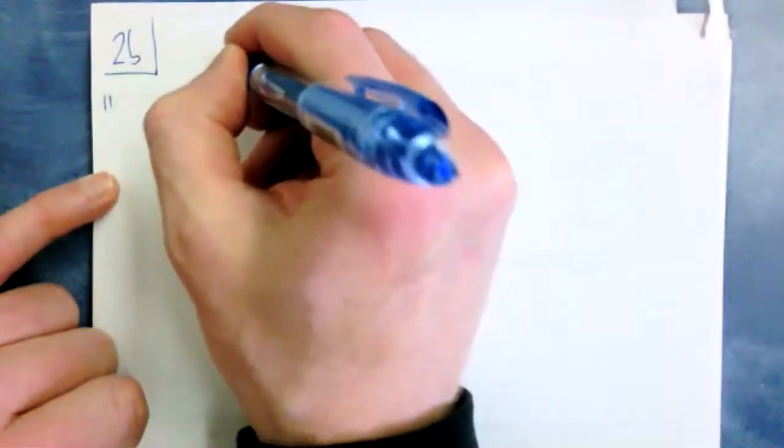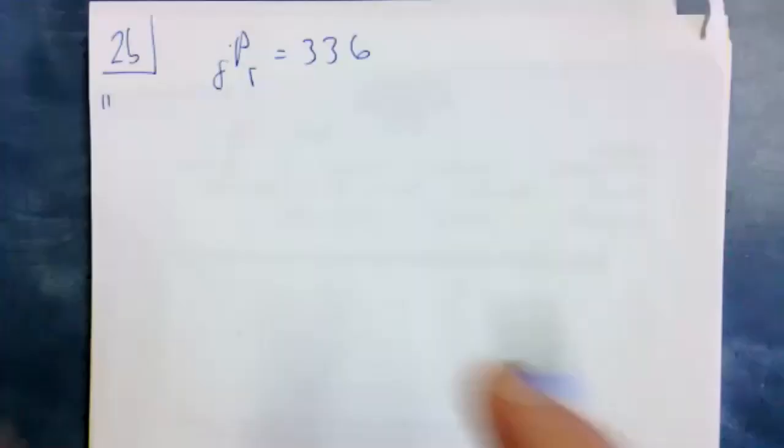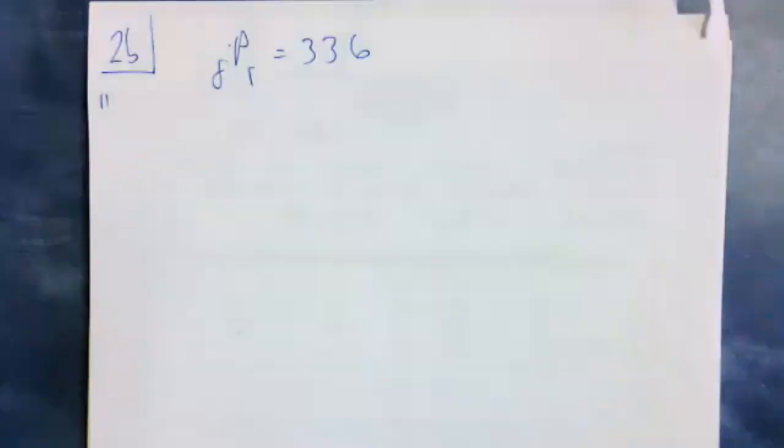2B says, find 8PR. 8PR equals 336. Now, this one is kind of a guess and check. But it's not a random guess and check. It's a methodical guess and check.